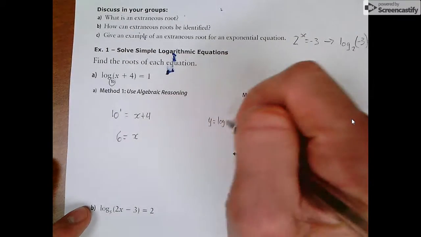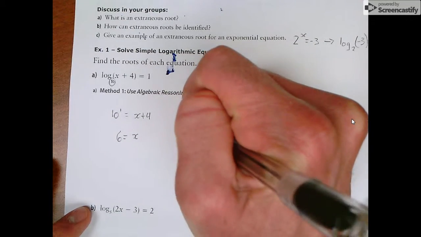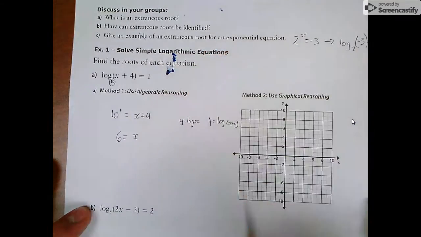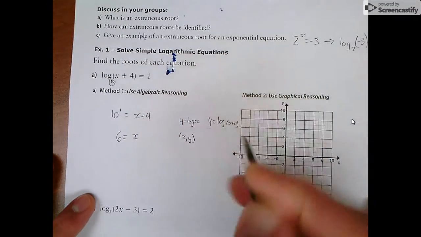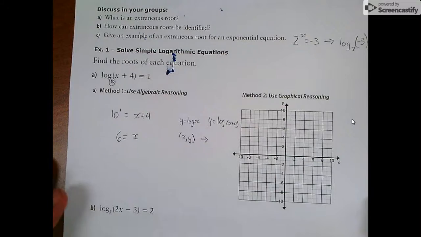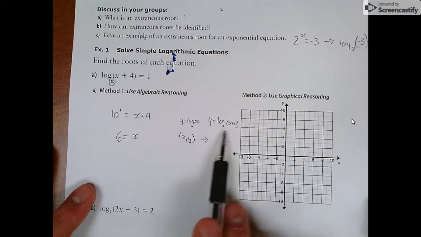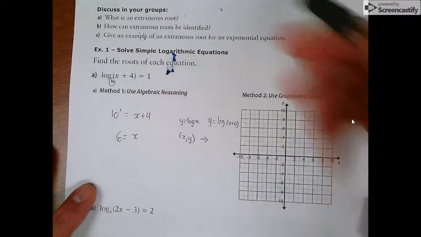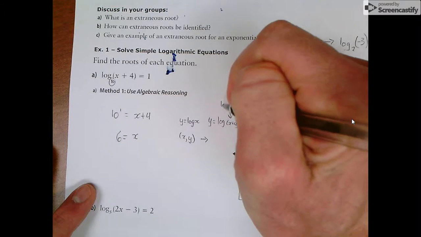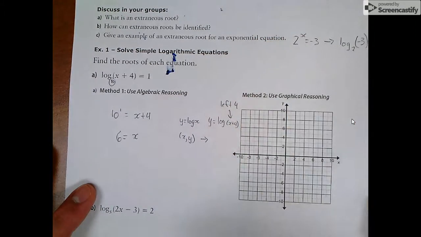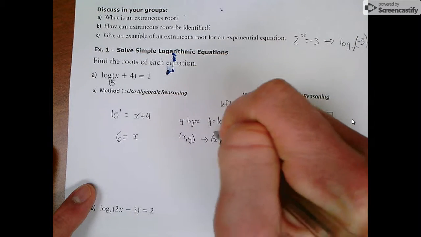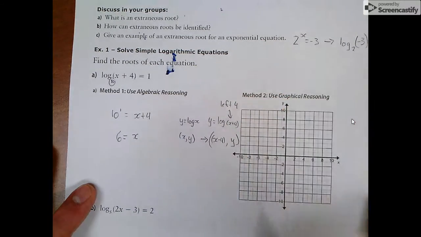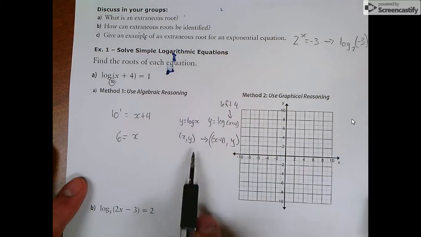The original log function, y equals log of x, that's base 10, has a couple of key points and features we should be aware of. That will translate to, well, we can see this has been shifted to the left by 4 units. So let's take that into account. So we would have to subtract 4 from our x coordinate and leave y alone. So that's what we're going to be doing to all our key points.